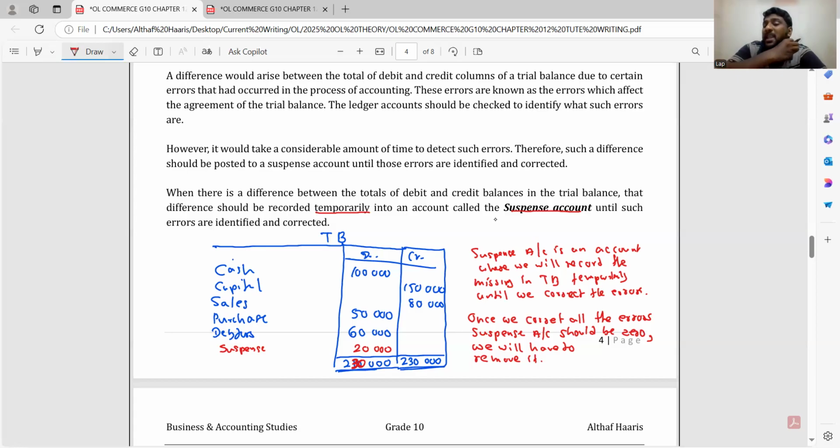Suspense account should be eliminated. Suspense account should be 0. There cannot be any value in the suspense account. So in this situation, this 20,000, what we will do, Lamai, temporarily we will put and keep in the suspense account.